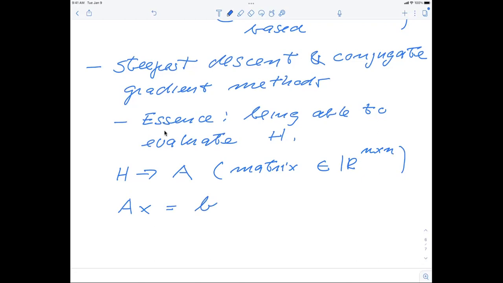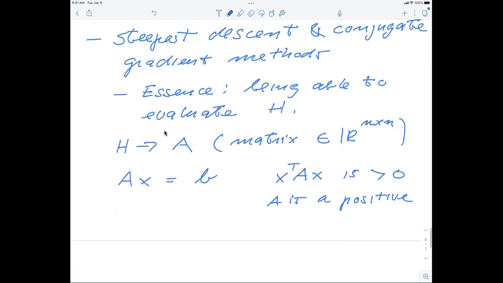What we're also assuming now is that X transpose times A times X is a positive definite matrix, larger than 0. So we are saying now that A is a positive definite matrix. And the Hessian matrix is normally always a positive definite matrix.